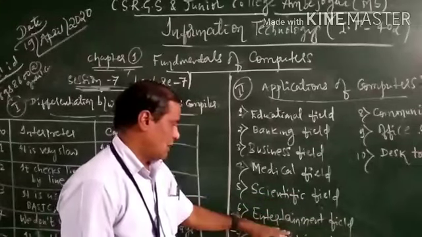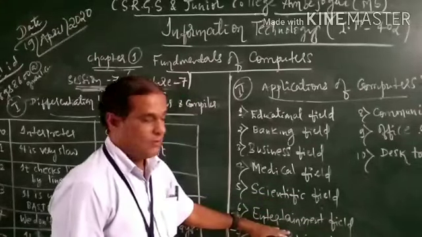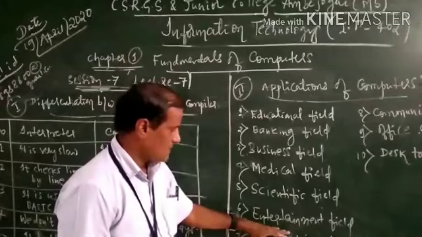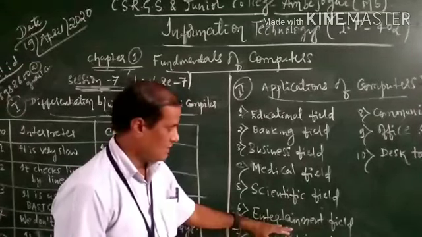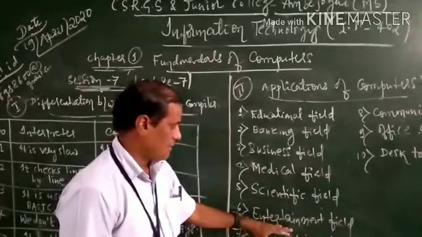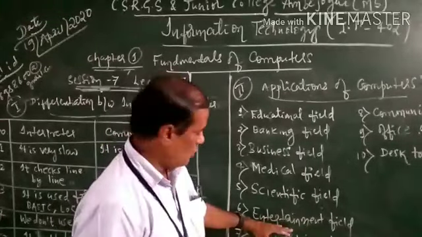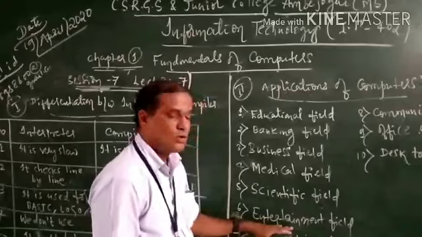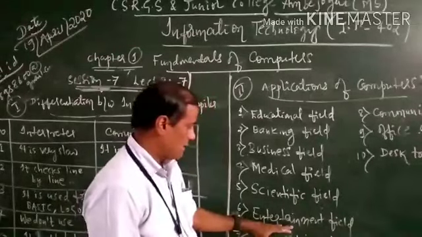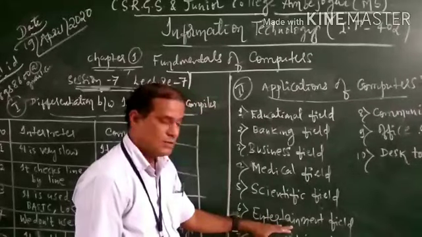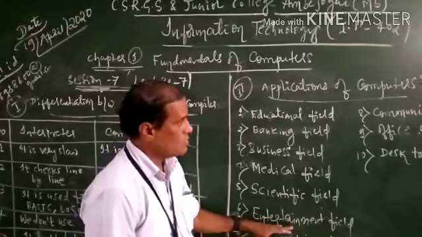Then, entertainment purpose. Computers play an important role in entertainment. Entertainment means what? We can enjoy music, we can listen to MP3 songs, we can enjoy MP4 format, we can listen to audio songs, we can see movies, we can play video games. All that comes in the entertainment field. So for entertainment purposes, we use computers.